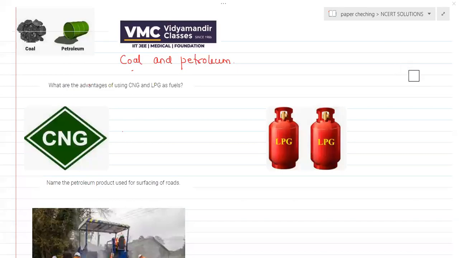Hello children, your exams are fast approaching and to help you with the same, we have come up with NCERT solutions for Coal and Petroleum. Let's start with the first question.